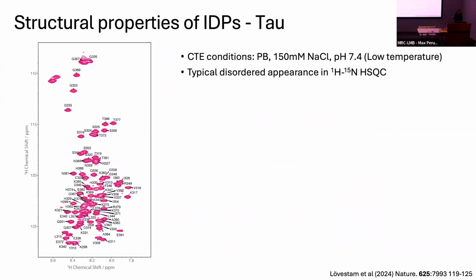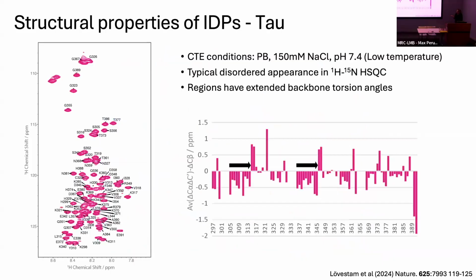So we're looking at the structural properties of tau. We can collect our HSQC, we can look at the secondary structure propensity, and we can see that there are regions in tau that have a preference for an extended backbone. So they're not completely disordered. There are some regions that have a preference for forming an extended structure.